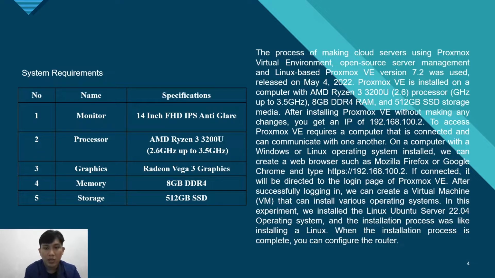After successfully logging in, we can create a virtual machine that can install various operating systems. In this experiment, we installed the Linux Ubuntu server 22.04 operating system, and the installation process was like installing Linux. When the installation process is complete, you can configure the router.